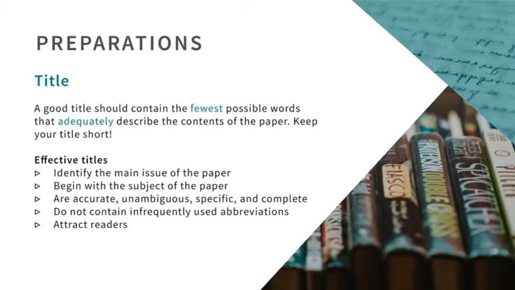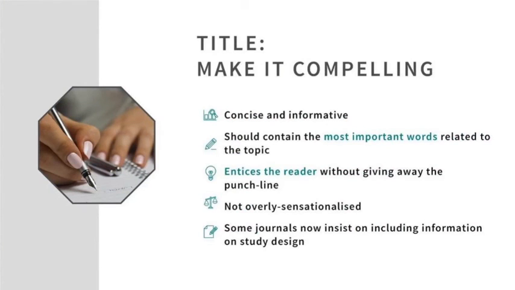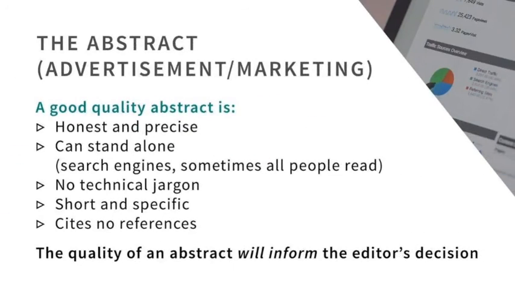So what goes into a good title? It's got to contain the fewest possible words to adequately describe the contents of your article, and keep it short. The main issue, the subject, accurate, unambiguous, specific, and complete, and attract people's attention. Keep the title short, get people interested in reading your work. So make it compelling, concise, and informative. Most important words: entice your reader, allure them, get them wanting to read more. This is so important in effective title writing.